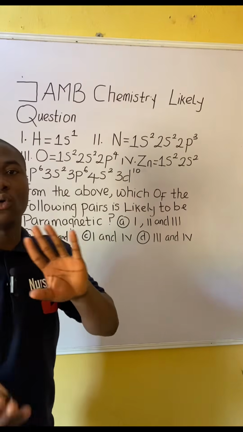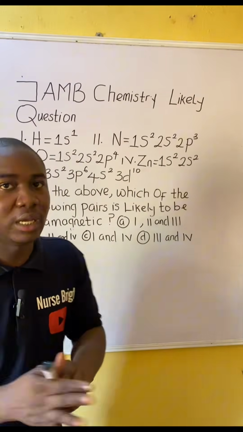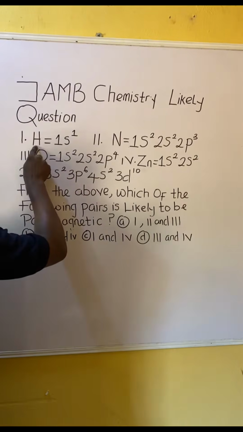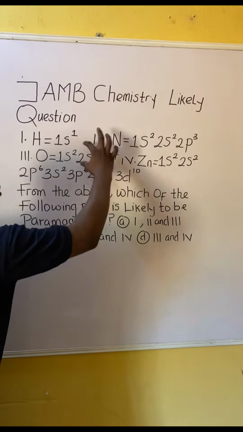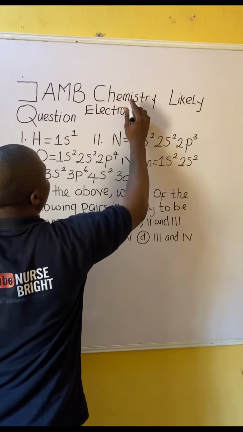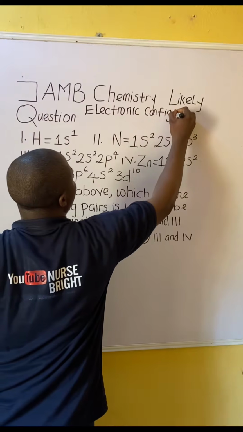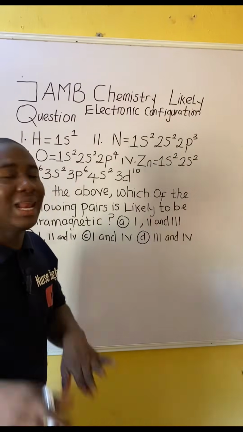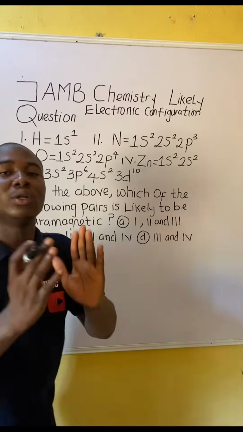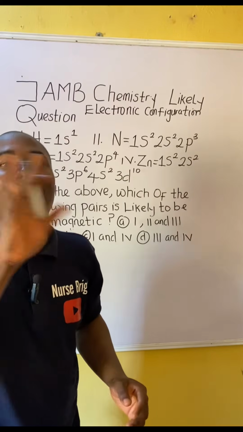Before we start choosing the answer to this question, it is important for us to understand the question properly. If you observe, they gave us different elements. Roman figure 1 is hydrogen, and all of these you are seeing are called electronic configuration. Listen carefully. Now, we are given the electronic configuration of these elements. They made things easy for us. These elements include hydrogen, nitrogen, oxygen, and zinc. So they're asking us, looking at all of these elements, to determine the ones that are paramagnetic.